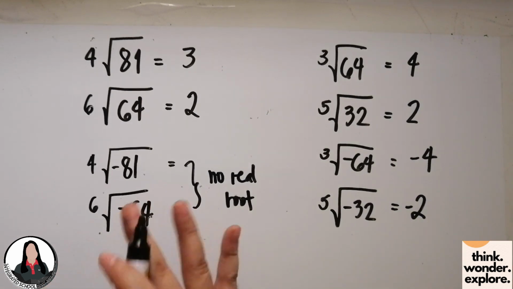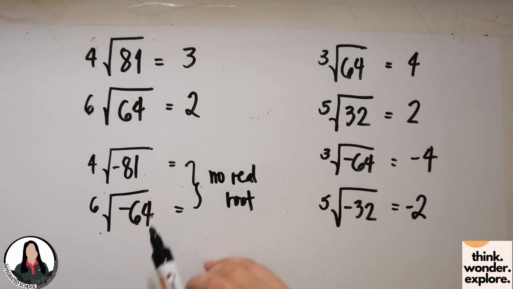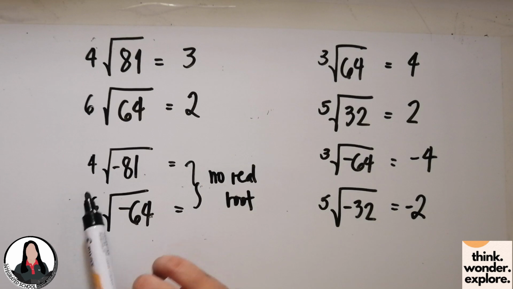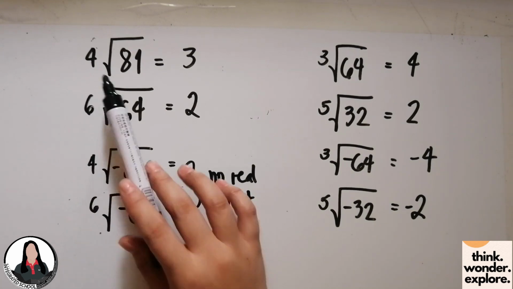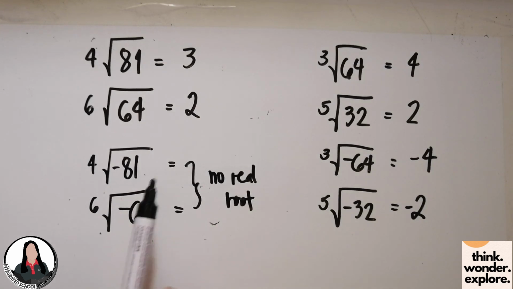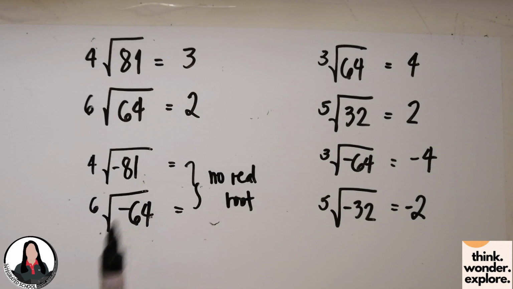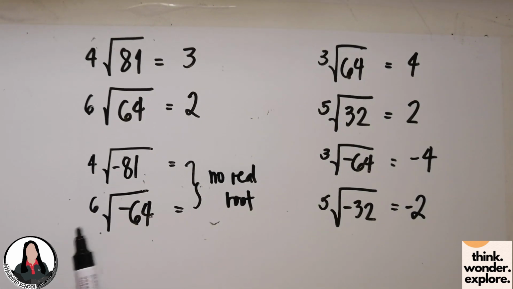So we can conclude that when a radical expression contains a negative radicand and you are looking for an even root, you cannot find a real root. Kasi walang nag-exist na number na when you multiply it 4 times by itself, that is negative 81, and 6 times by itself, that is negative 64.